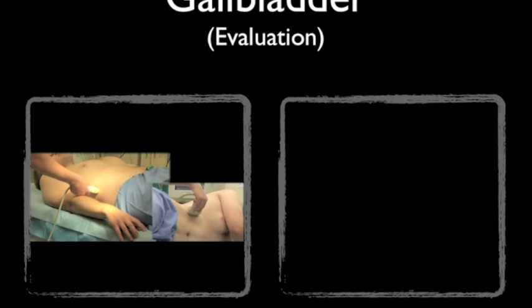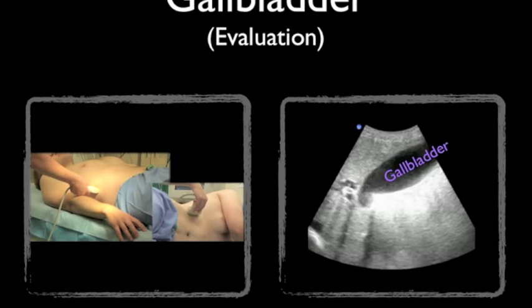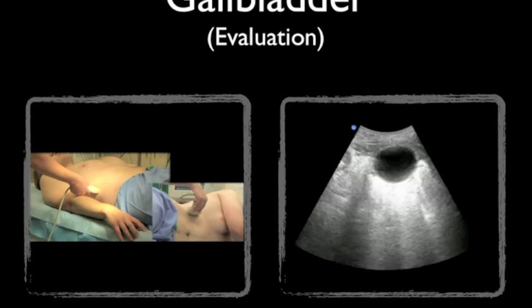This is what a normal gallbladder should look like in the longitudinal position. Normal bile is echo-free and thus appears black. If you turn the probe 90 degrees, you will reveal the transverse cut of the gallbladder. The normal gallbladder does not exceed 5 centimeters in the transverse diameter.